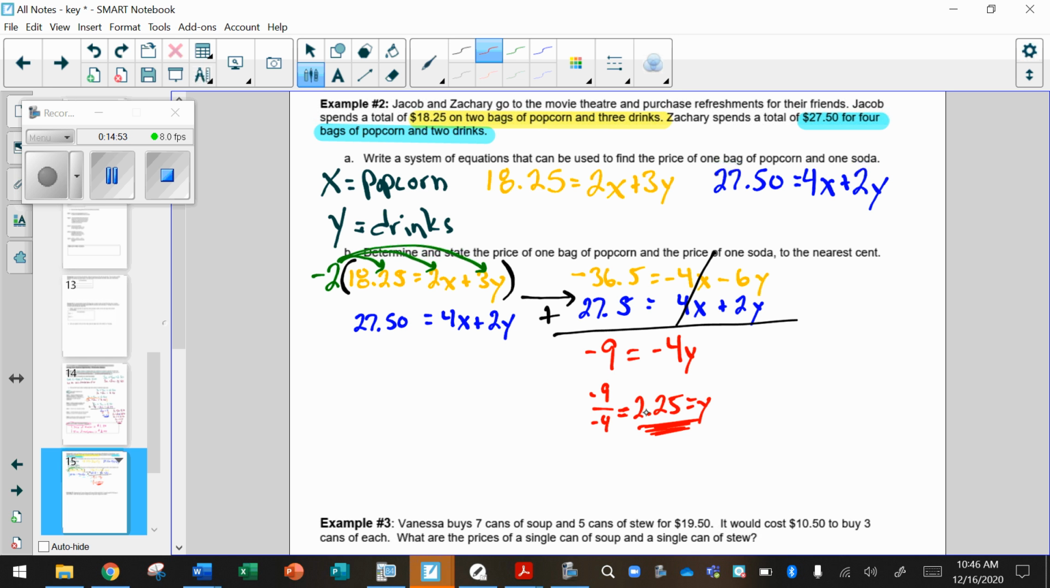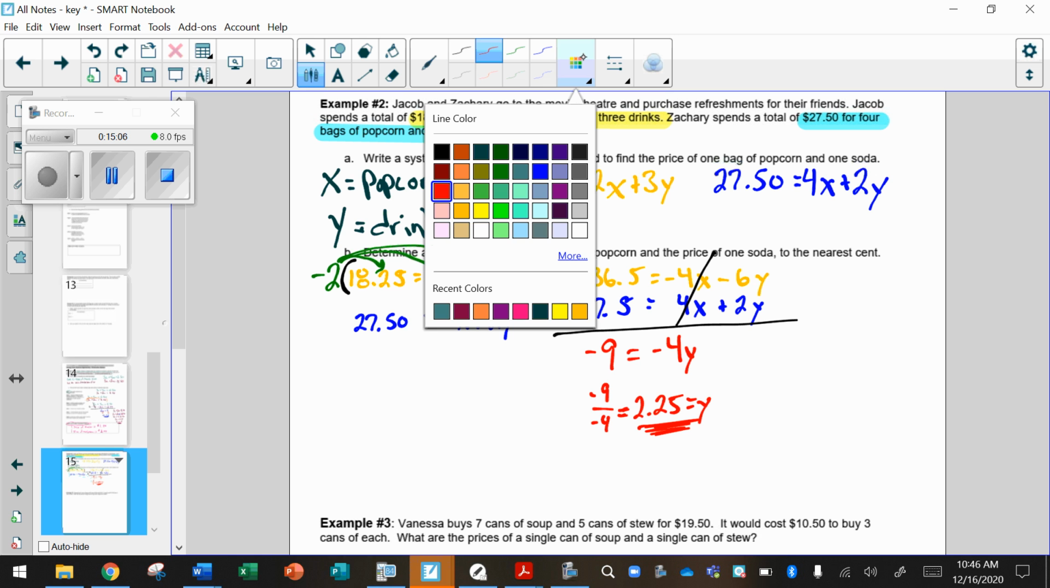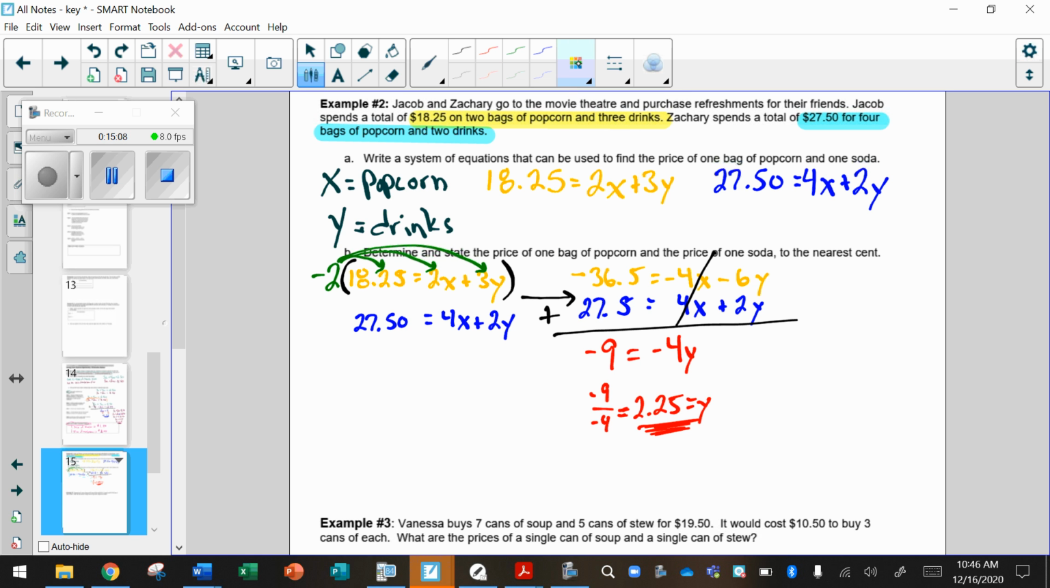Now let's take one of our original equations. It doesn't matter which one we choose. And let's find the cost for the popcorn. So I guess I'll just take the one with some of the smaller numbers. I'm going to use the one that I wrote in yellow. So $18.25 was the cost of 2 bags of popcorn and 3 drinks. But I now know, based on what we just solved, that each drink is $2.25.